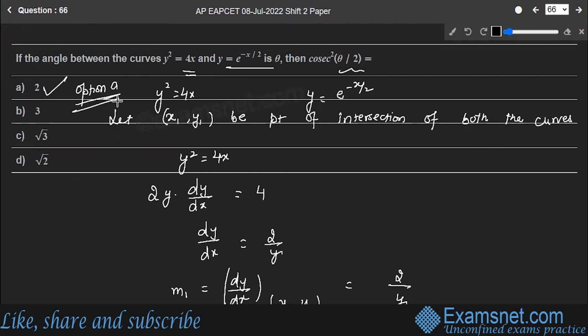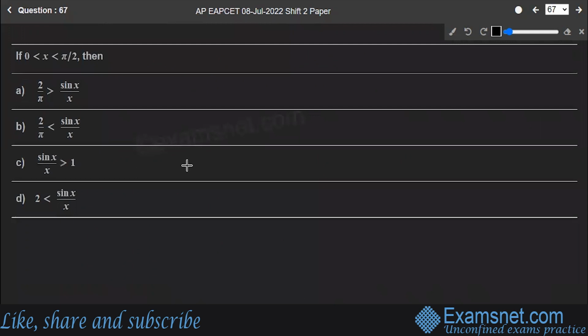So this is the answer to our question. Hope you are clear. Let's move to the next question, number 67. Now it is asking: x lies between 0 and pi by 2, then which of the following options is correct?